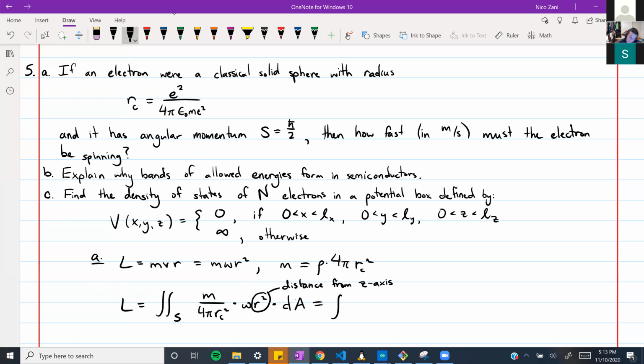So this is the integral from 0 to 2 pi times the integral from 0 to pi of m over 4 pi r_c squared omega, and then some r prime squared times what our differential area unit is, which is going to be r squared sine theta, where this is a constant, r_c squared sine theta, d omega.